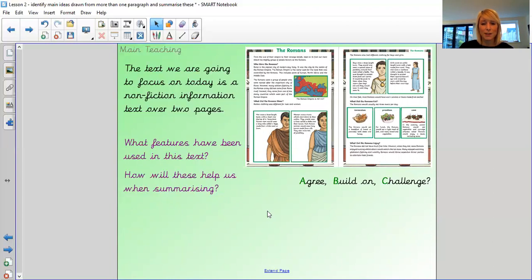So just take a moment to look at that text. I will change the screen to a bigger image of it in a moment. But my questions are, what features have you found in the text? What features can you see? Particularly thinking about non-fiction text. So think about the features that we find in non-fiction texts. And how are those features going to help you with your summarising? Okay, let's have a look.